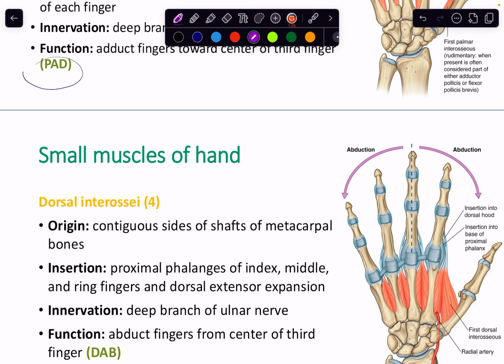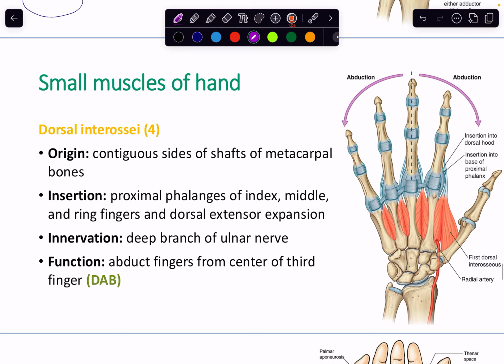Radial surface of the proximal phalanx or lateral surface. If you see the other, there is the palmar interossei for adduction. Now look at the dorsal interossei. Dorsal interossei, DAB. D, dorsal interossei. AB, abduction.